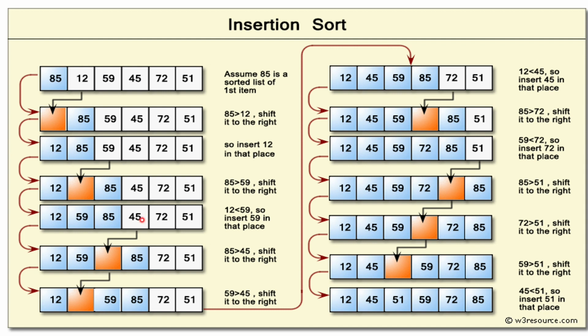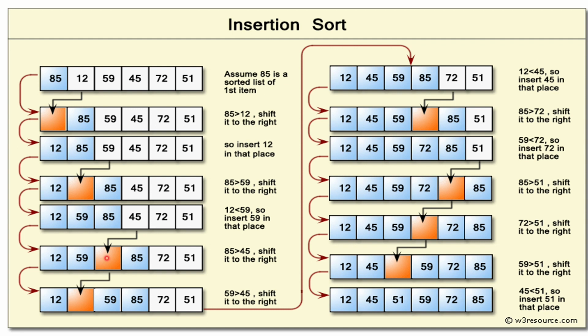Now we take the key value at the fourth index, that is 45. When you take the key value as 45, compare the key value with its before elements. Here the before elements are 85, 59 and 12. When we compare the 45 with the before element 85, we see that 85 is larger than 45. So we have to shift the 85 to the right side, and when 85 comes to the fourth index, the third index is blank, so we can easily store the 45 in this position.